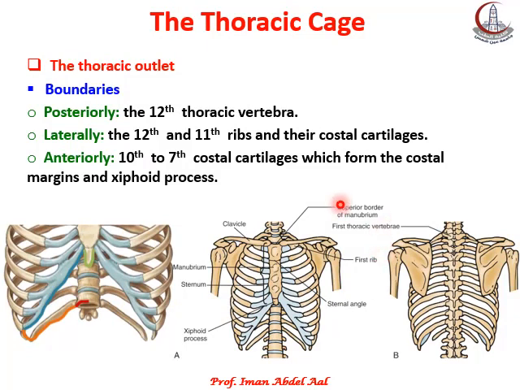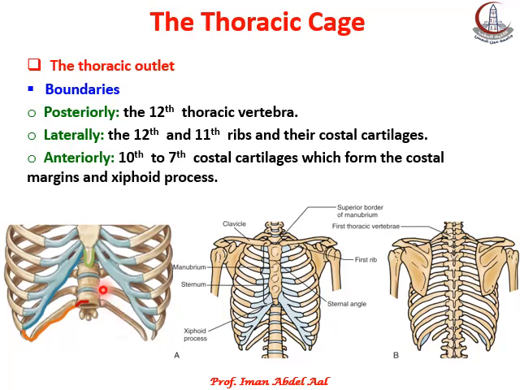What are the boundaries of the thoracic outlet? If you look at this picture, you can see this is thoracic vertebra number 12, T12. Here you can see the xiphoid process and the costal cartilages of the ribs from number 7 till number 10. And laterally you can see rib number 12 and rib number 11. This is the last rib and this is number 11.